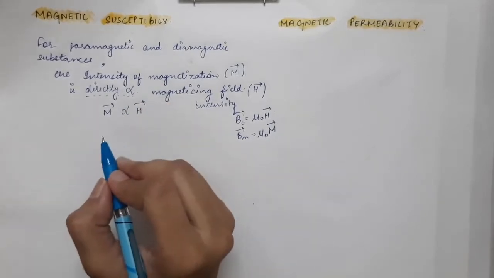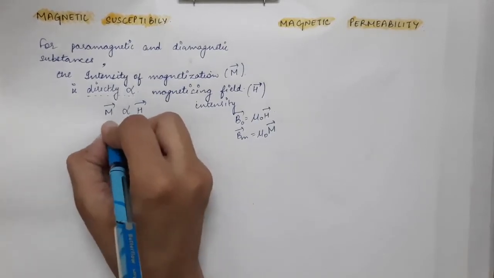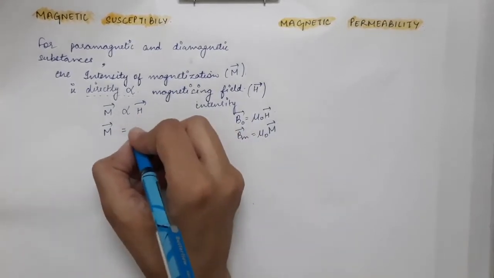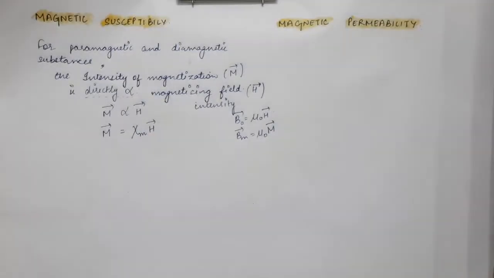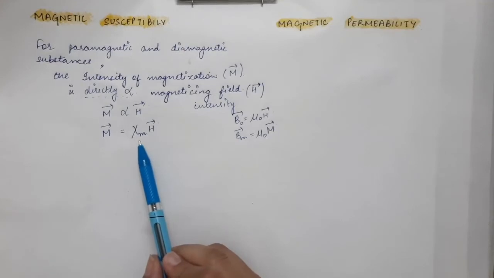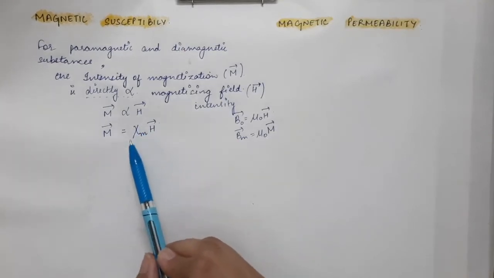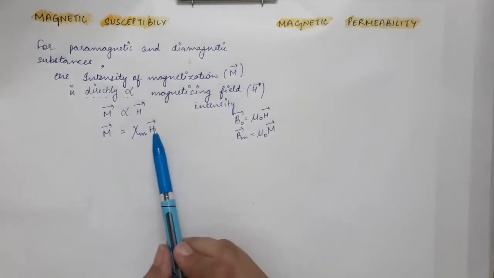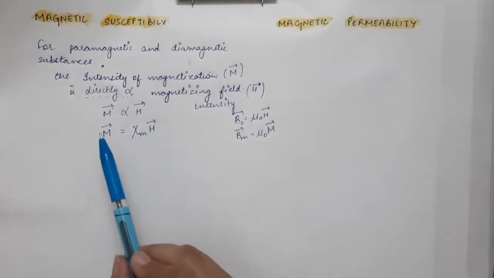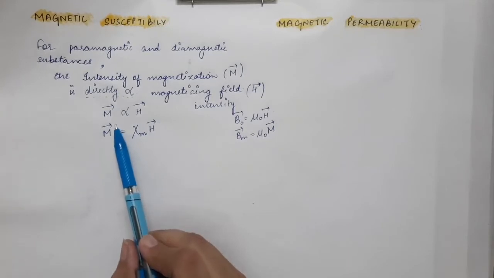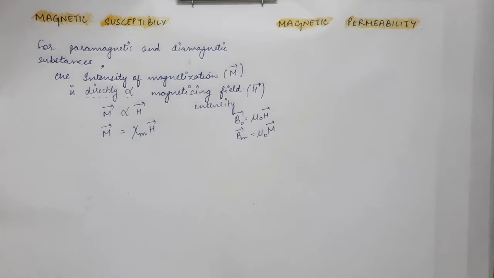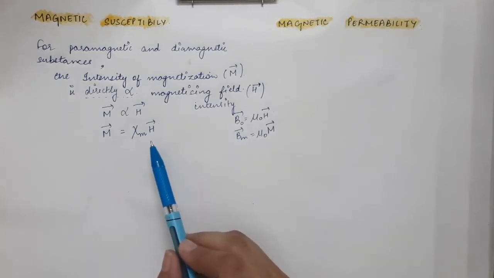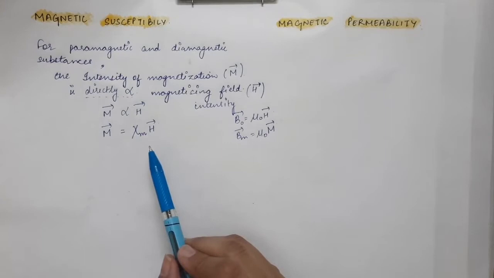And when you remove this proportionality sign, there will be a proportionality constant, and that constant is the magnetic susceptibility, represented by this symbol and pronounced as chi. So this is the magnetic susceptibility of the material. More is the magnetizing field intensity, more the material will get magnetized. This is the proportionality constant, and this is the susceptibility of the material.